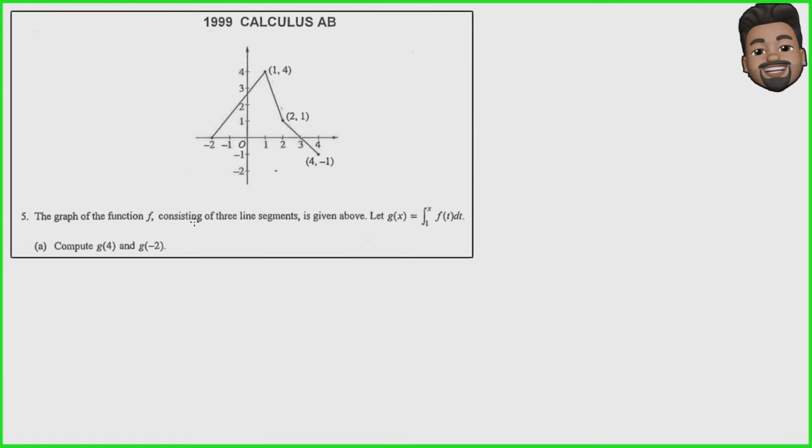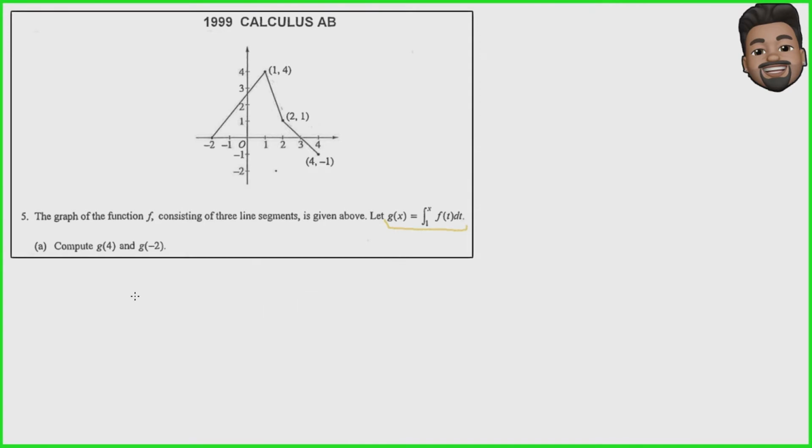The graph of f, consisting of 3 line segments, is given above. So here's the good news. They're giving us f, so this graph is f. And then they said let g of x equal the antiderivative of f, essentially. Now, if I want to compute g of 4 and g of negative 2, in order to solve these out, we need to plug them into our function right here. So really we just need to plug these in and see what we get.